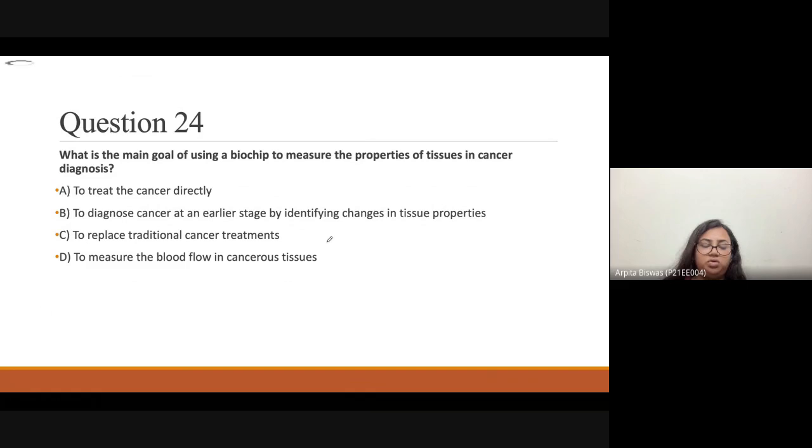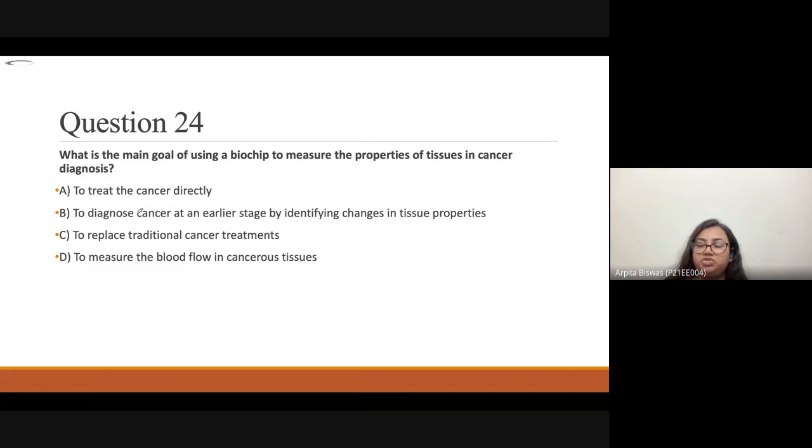What is the main goal of using a biochip to measure the properties of tissue in cancer diagnostics? The first option is to treat the cancer directly. The second option is to diagnose the cancer at an earlier stage by identifying changes in tissue properties. Third, to replace the traditional cancer treatment. The fourth is to measure the blood flow in cancerous tissue.